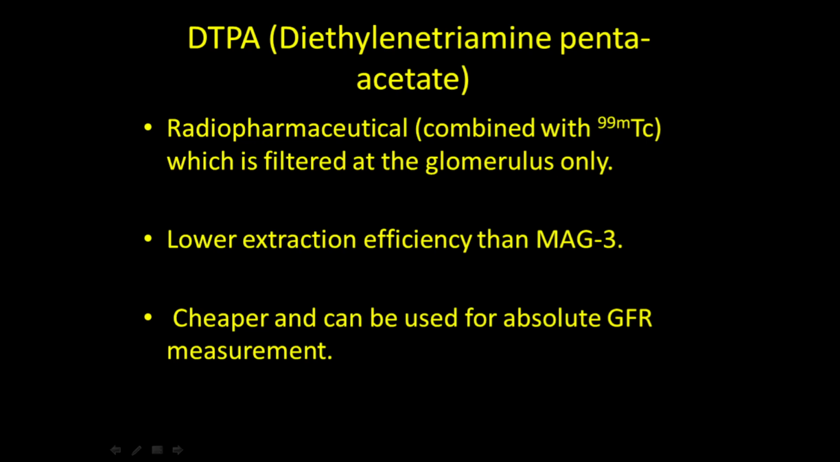In addition, because it's only secreted at the glomerulus, we can use small amounts of DTPA injected into the patient and then followed by serial blood sampling in order to assess their absolute GFR measurement. That's a non-imaging test which is sometimes requested by clinicians, as I briefly mentioned in the last examination, if we want an accurate assessment of the patient's GFR prior to transplantation or cisplatin-based chemotherapy.